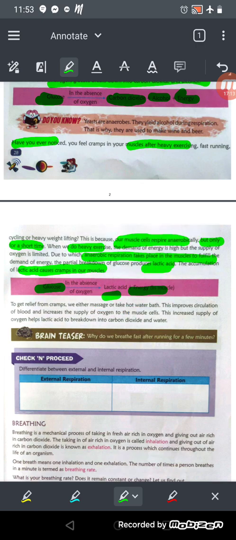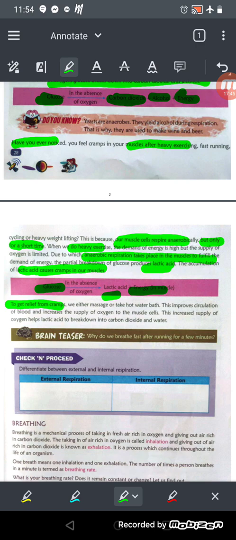So when we get those cramps, what do we do? Immediately we either massage that place, or we apply a hot water bag to that place. For what? To get fast circulation, so that part of our muscles gets the oxygen. So to get relief from the cramps, we either massage or take a hot water bath. This improves circulation of blood and increases the supply of oxygen.